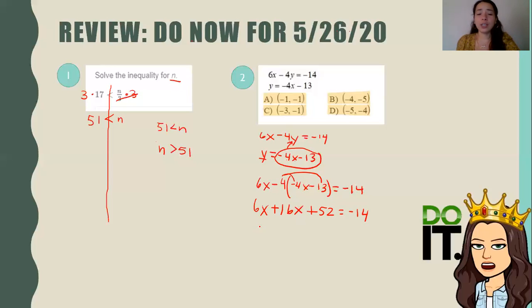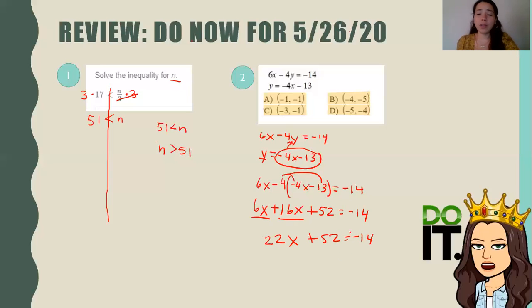Now we combine like terms. So we look at the two values with x and we put those together. 6x plus 16x is 22x plus 52 equals negative 14.